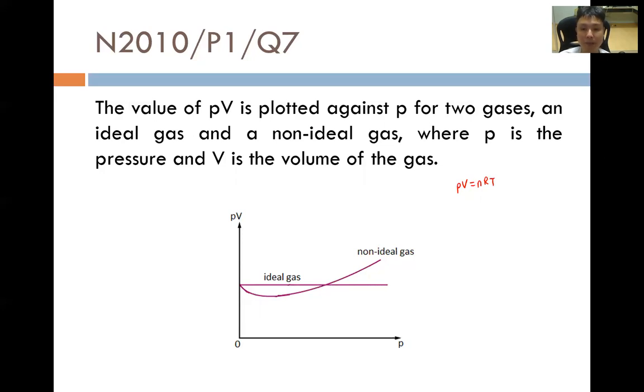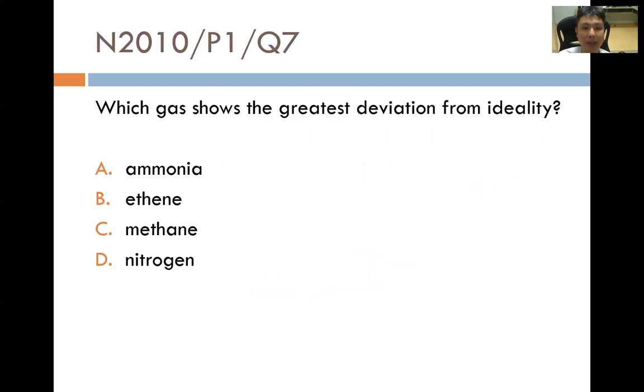Okay, so which gas shows the greatest deviation from ideality? As I've already mentioned, if a gas does not obey the assumptions of the ideal gas, then it's going to deviate away from the calculations by PV equals nRT, and hence it will also show the greatest deviation from ideality. And the main assumption that is always not obeyed by real gases is the fact that real gases actually contain significant intermolecular forces of attraction.